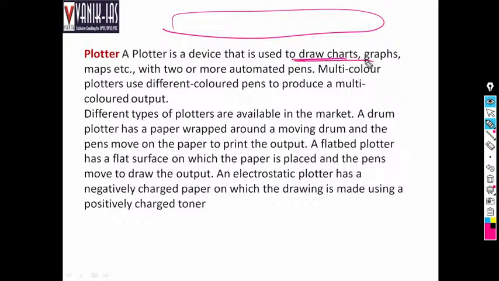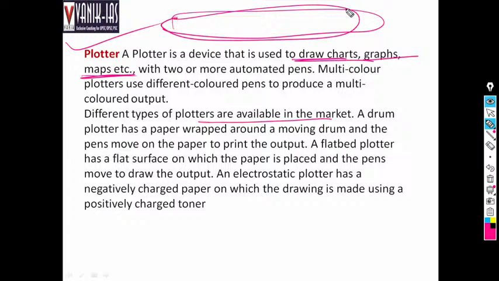Used to draw charts, graphs, maps, and flex. They are called plotters. Different types of plotters are available in the market. A drum plotter has paper wrapped around a moving drum. It's like a drum, very big, and the movement of the machine produces the flex.